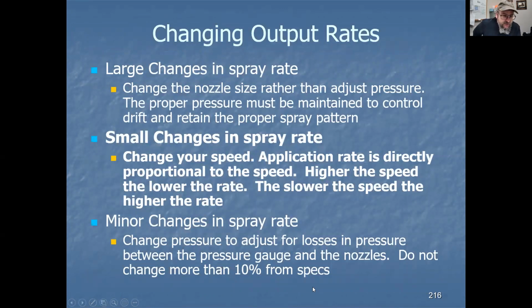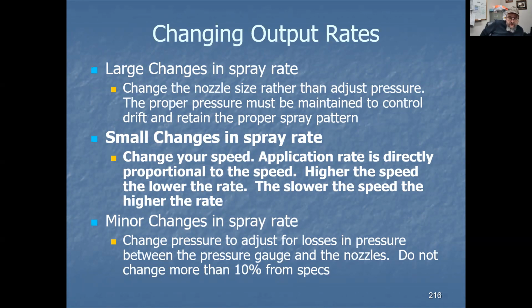Changing output rates, large changes in your spray rate. You could change your nozzle size. If you need to make a large change, then you probably need to change your nozzle size rather than adjusting pressure. It's important that the proper pressure be maintained to control drift and retain the proper spray pattern.